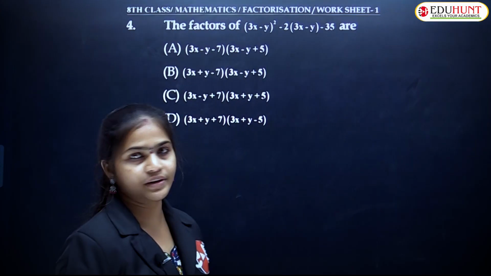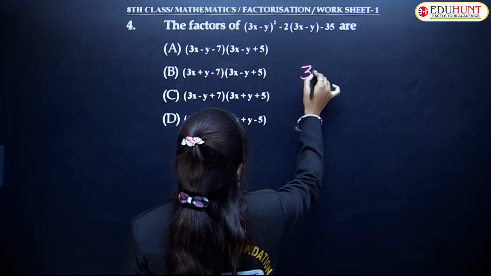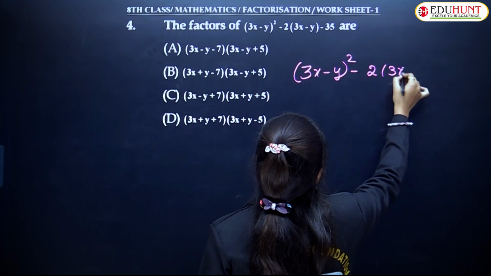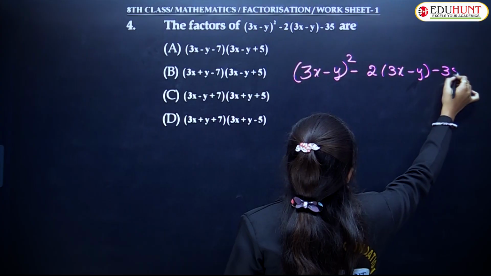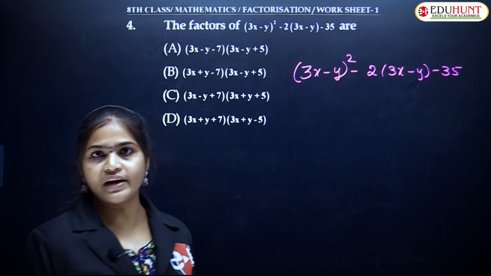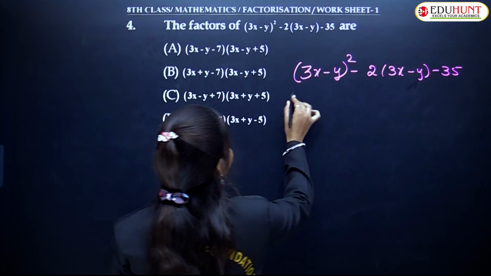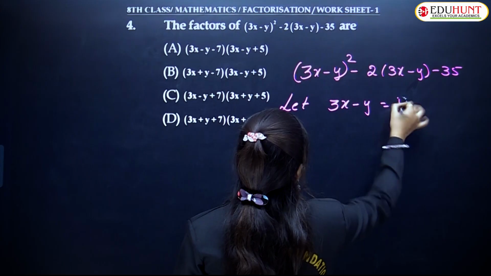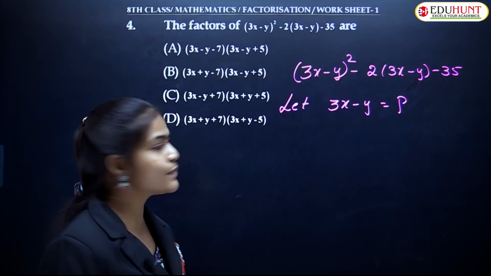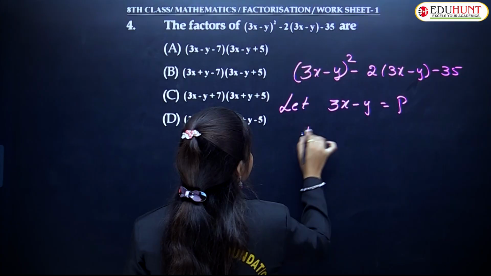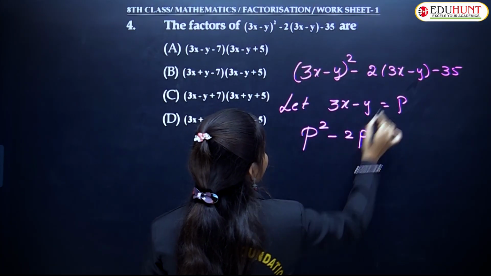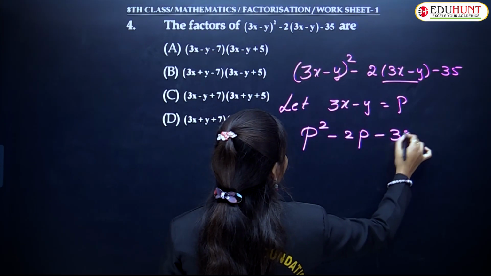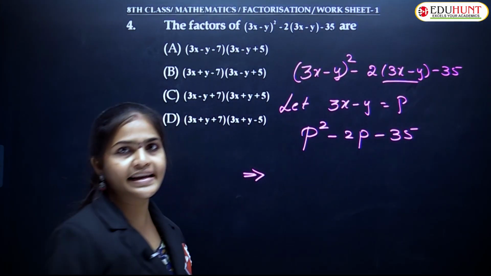The factors of (3x minus y) whole square minus 2 into (3x minus y) minus 35. So these factors we need to find out. Clear? Let 3x minus y be equal to p. So we can write this one as p square minus 2p, since here also 3x minus y is there, no? So p square minus 2p minus 35. We need to find the factors of this expression.